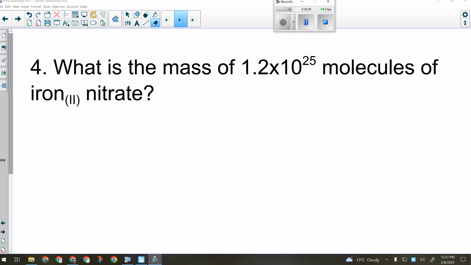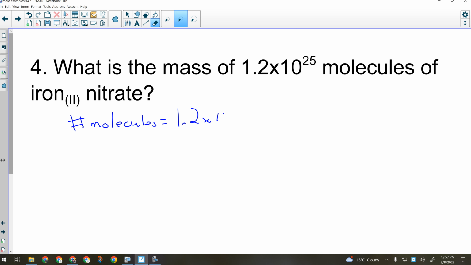So this time we're given the number of molecules, and it's 1.2 times 10 to the 25. Is that more or less than a mole? More, yeah, a lot more. We're also told that we're looking for the mass, so we're looking for little m, and they tell us that it is iron(II) nitrate.